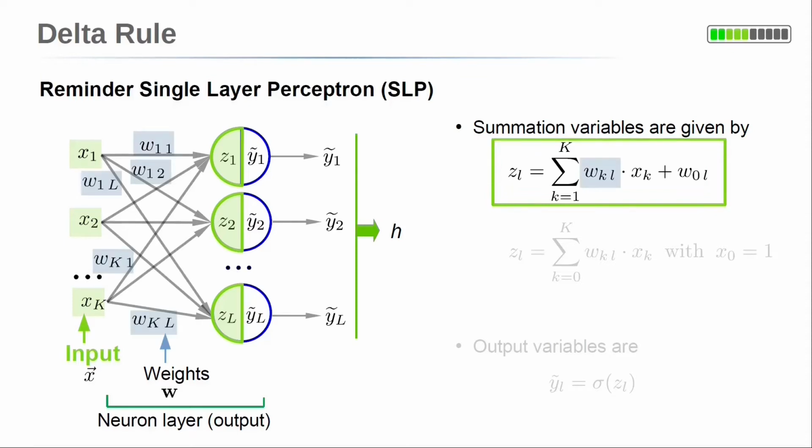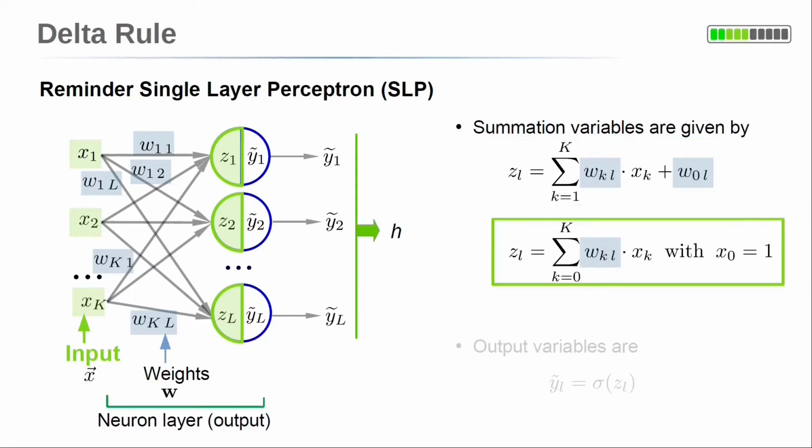The weight parameters wkl of the lth neuron are multiplicative modifications of the kth input variable. These parameters are represented by the gray arrows. The term w0l is the bias term. Note that the summation can be started with k equal to 0 instead of 1 to include the bias term. By definition, x0 equals 1, so w0l is integrated into the summation.